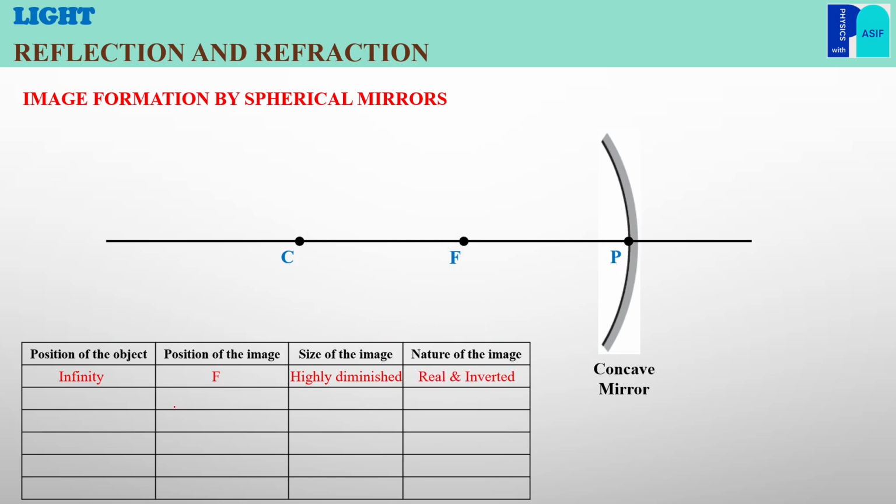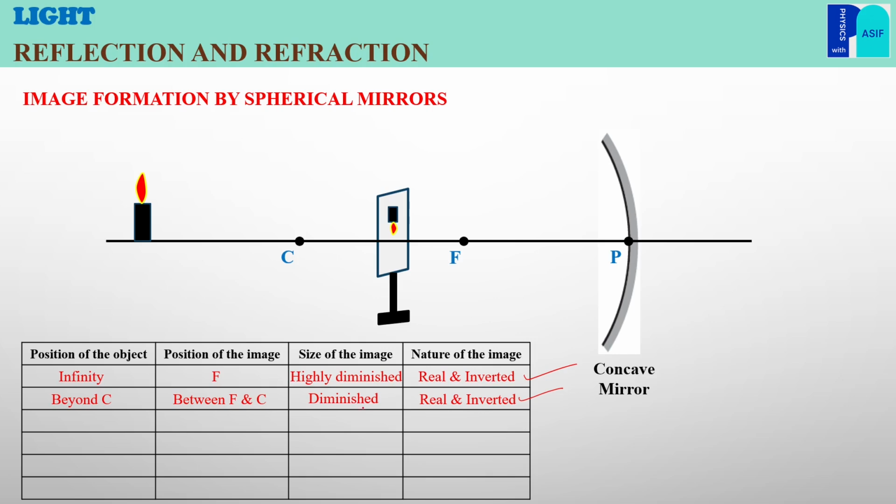Now we take some smaller objects, say a lit candle, to place in front of the concave mirror at finite distances. The first position, say it is placed at some position beyond C, and for this position of the candle we get the image on the screen placed in between C and F. The size of the image is small when compared to that of the object and it is inverted. Therefore we note down the observations. So when the object is placed beyond C, the image is formed in between F and C, it is a diminished image, and the nature of the image is real and inverted.